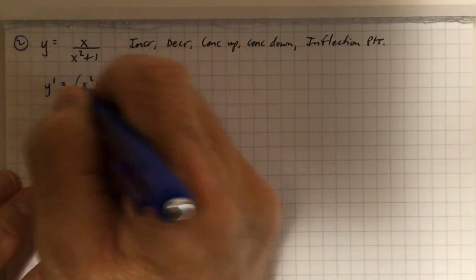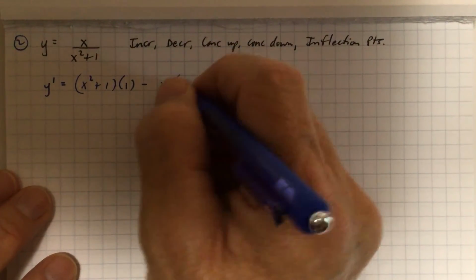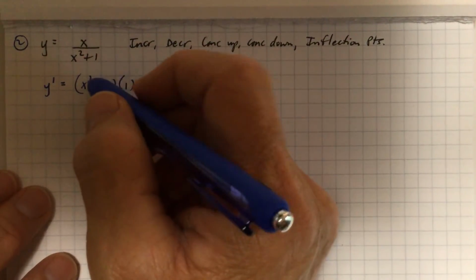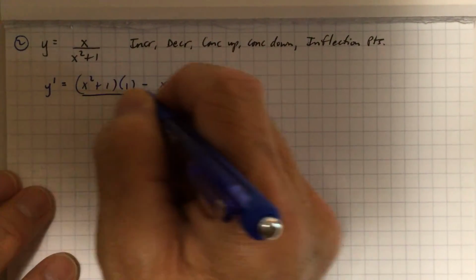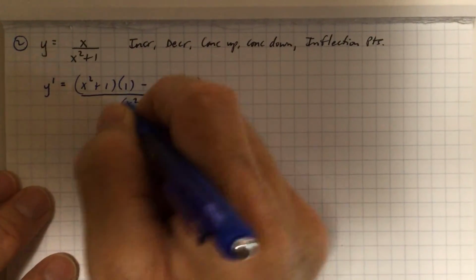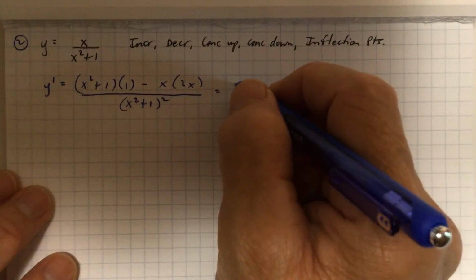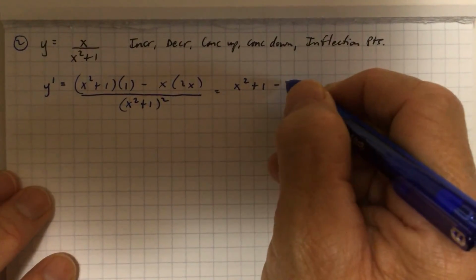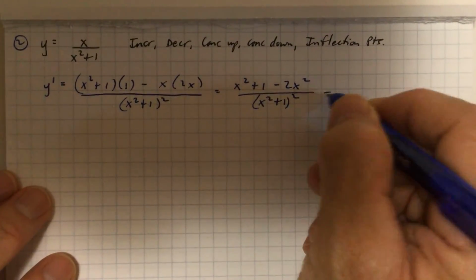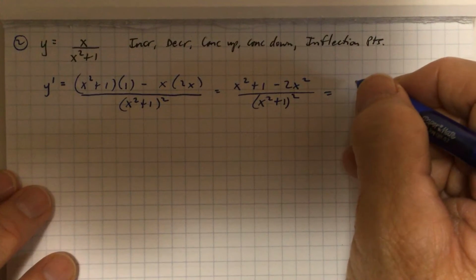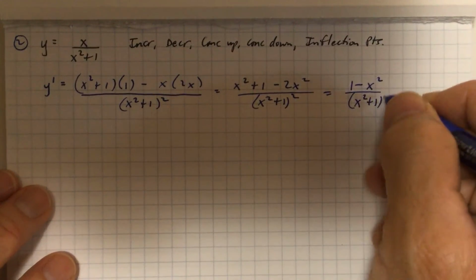X squared plus 1, that's the low. D high is 1 minus the high, x, times the derivative of the low. So low d high minus high d low, and the d low is 2x, all over low squared, x squared plus 1 squared. Equals, so let's simplify the numerator. X squared plus 1 minus 2x squared, all over x squared plus 1 squared. And that is equal to 1 minus x squared, all over x squared plus 1 squared.